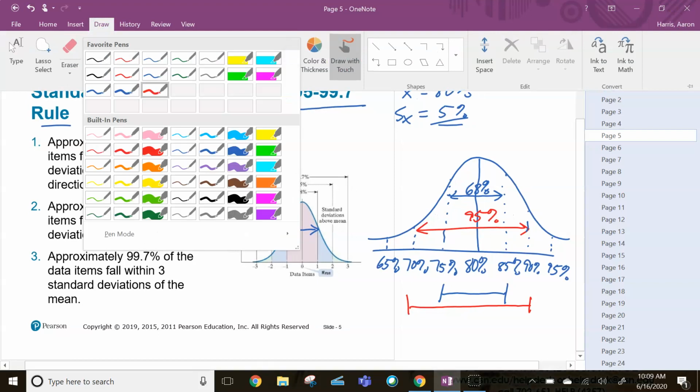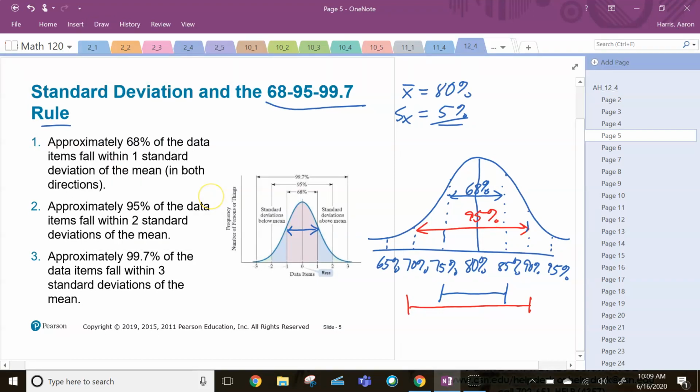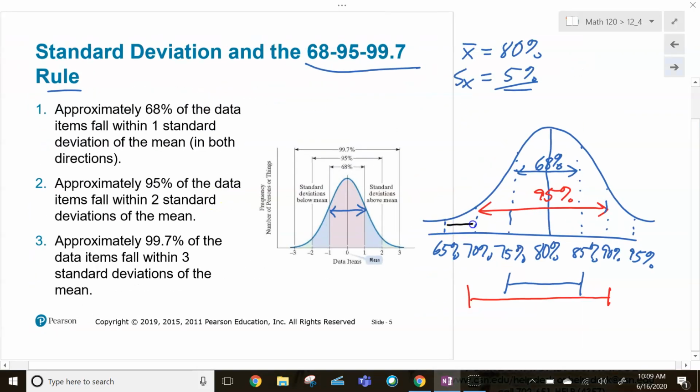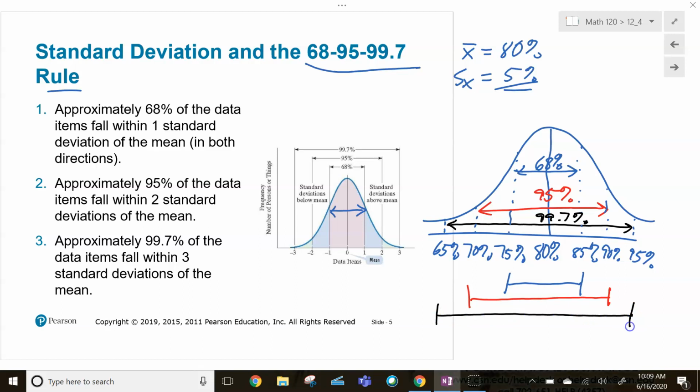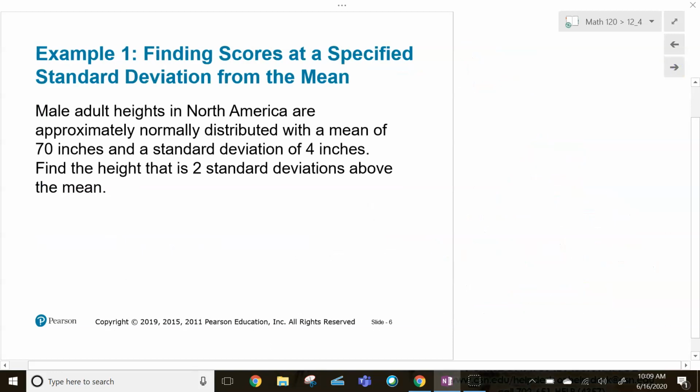And finally, let me do another color here. 99.7%, almost 100%, but 99.7% of the class scored between 65% and 95%. So 3 standard deviations below and 3 standard deviations above. Okay. Let's do a problem here.